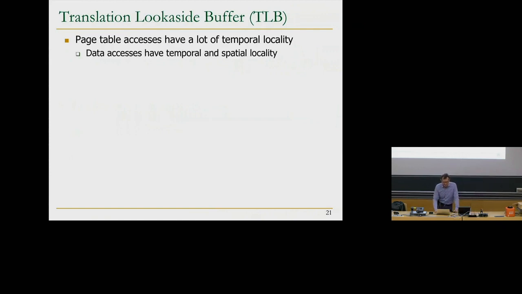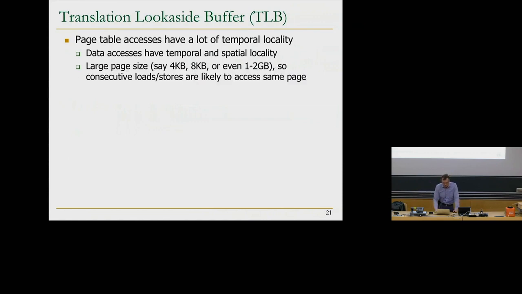Okay, so data accesses have temporal and spatial locality. So for the very reason caches work, translations for the addresses that you're actually trying to access also have a lot of temporal and spatial locality. And you may have a large page size, so that consecutive loads and stores and instructions are likely to access the same page. Actually, if you're streaming through instructions, it's good to have a very large page for instruction pages, and if your code is large, of course. That way you don't need to do the translation and populate the TLB many times when you're executing sequential code.